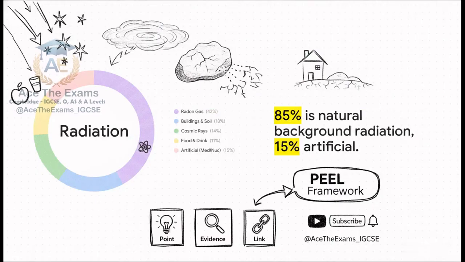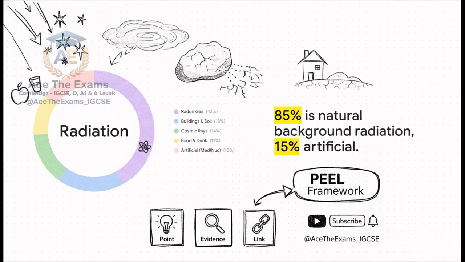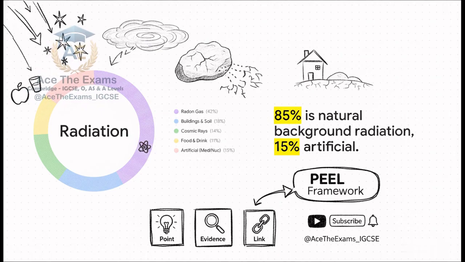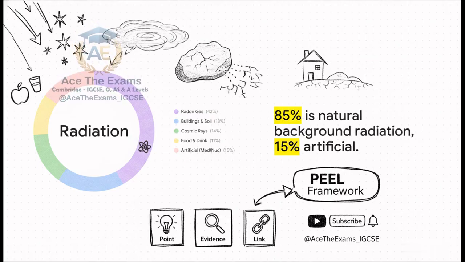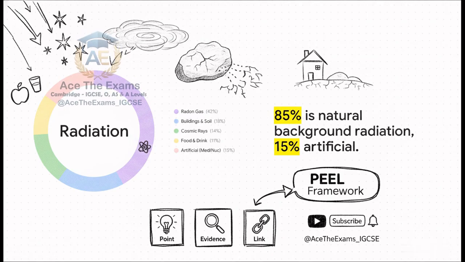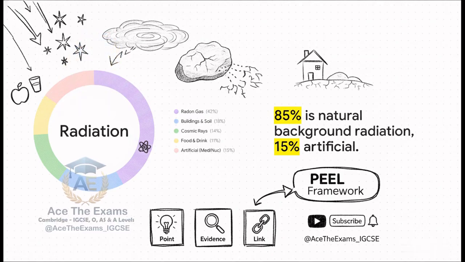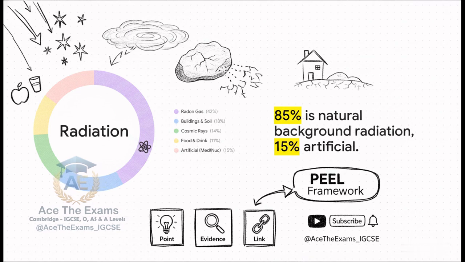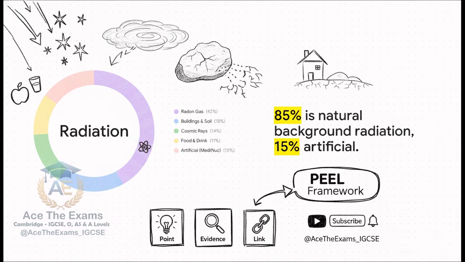Now, what's really fascinating here is the actual breakdown of these sources. The data clearly shows that 85% of background radiation is entirely natural, with only 15% coming from artificial sources like medical X-rays. Breaking it down further, 42% comes from radon gas in the air, 18% from buildings and soil, 14% from cosmic rays from space, and 11% from food and drink. And get this, only 1% comes from the nuclear industry. So how do you answer a question based on this data?